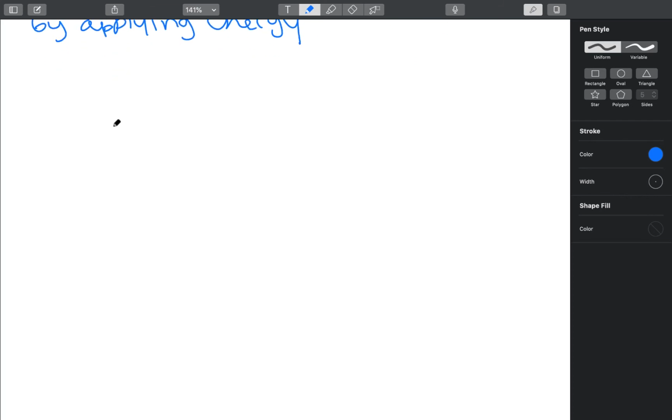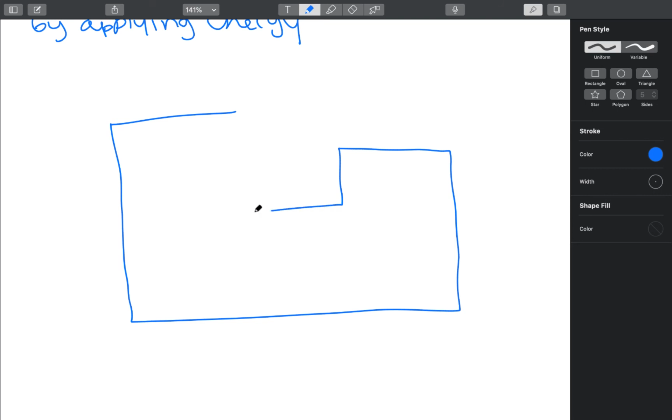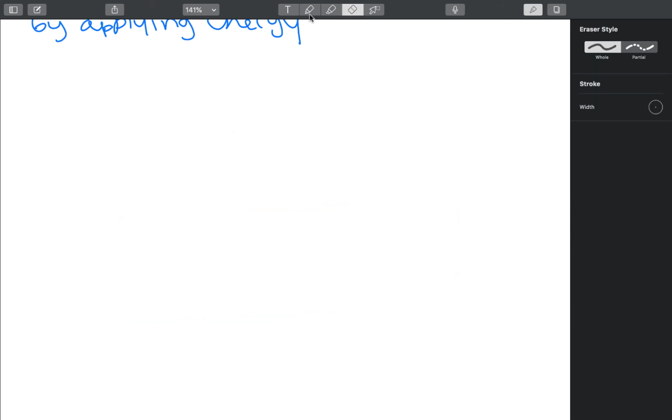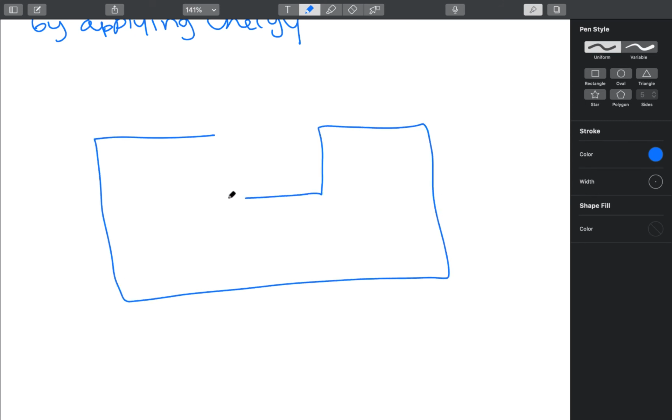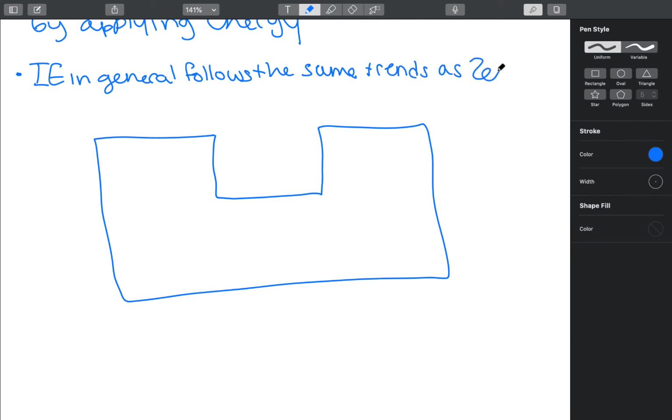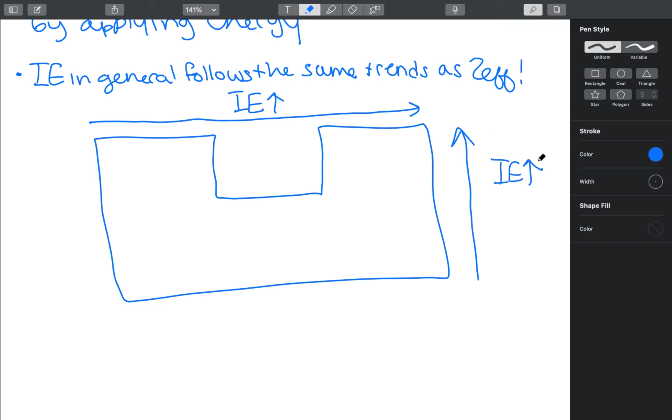So now let's talk about some general trends. So here's our little periodic table. Actually, that's horribly drawn. Let's draw that again. So this is our periodic table, a rough sketch. And we're lucky that ionization energy generally follows the same trend as effective nuclear charge. So as we go from left to right on the periodic table, ionization energy tends to increase. And as we go from bottom to top, ionization energy also tends to increase.